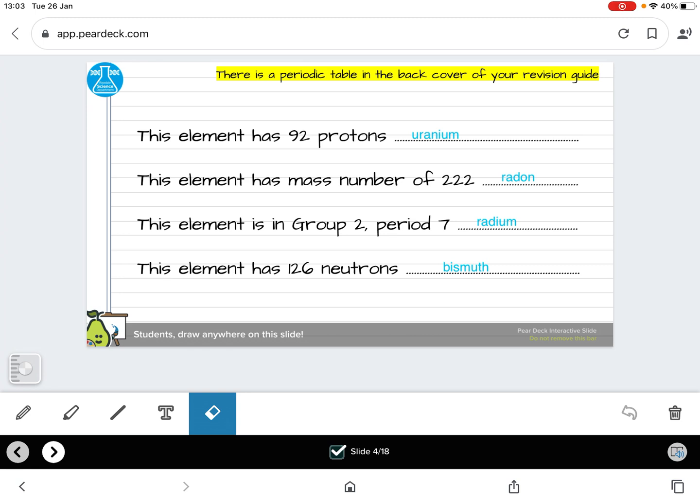So well done to Google for finding out that this element was uranium. The element with the mass number of 222, you go along the big numbers, the mass numbers, until you reach 222, and this was radon. The element in group 2, which is the second column along from the left, and period 7, which is the 7th row down, remembering that hydrogen and helium are in period 1, you should see radium. The element with 126 neutrons, so you're looking for 126 when you have taken the small number away from the big number. And many of you correctly identified bismuth. I hope that you didn't just ask Google.